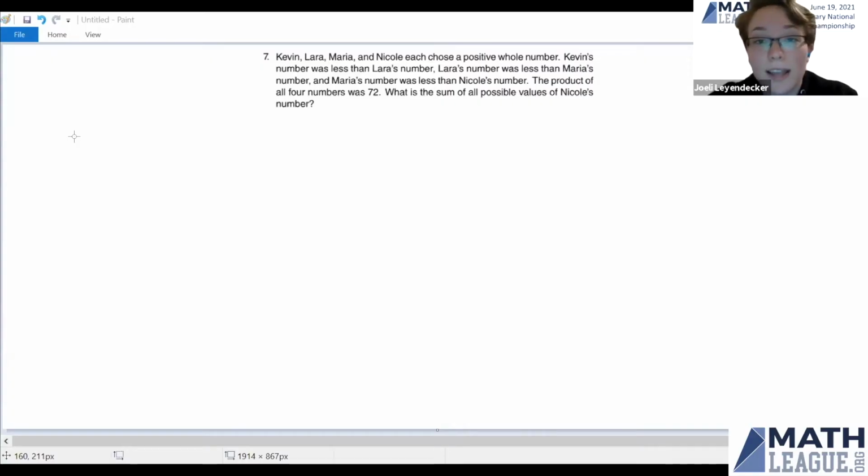Kevin, Laura, Maria, and Nicole each chose a positive whole number. Kevin's number was less than Laura's number, which was less than Maria's number, and Maria's number was less than Nicole's number. The product of all four numbers was 72. What is the sum of possible values of Nicole's number?